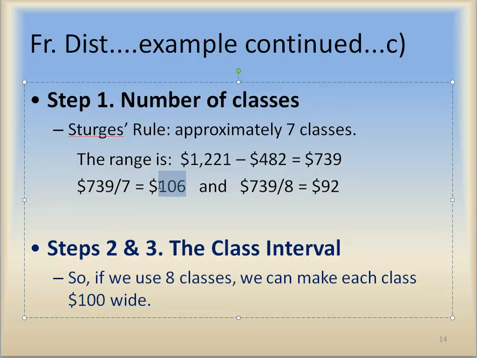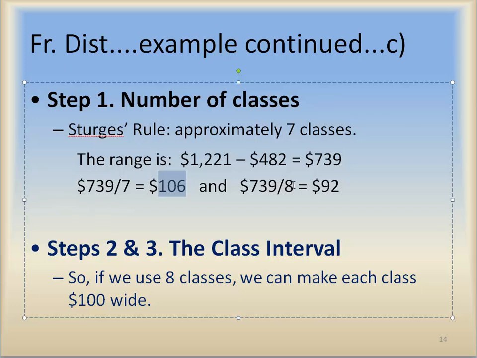$106 is a good number, but unfortunately is not easy on the eye. So we need a number, a class width, which is easier on the eye, easy to mentally calculate. So good numbers such as 10, 50, 100, 150 and so on would be ideal. So how do we make this 106 smaller? Well, in primary school we were taught that if you divide by a larger value, you get a smaller number as the answer. So here it is.